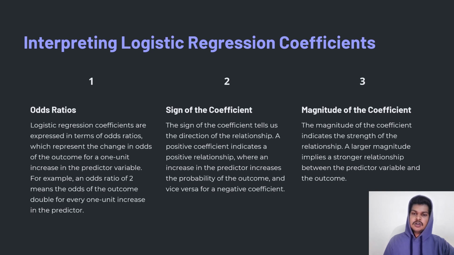Third, magnitude of the coefficient. The magnitude of the coefficient indicates the strength of the relationship. A larger magnitude implies a stronger relationship between the predictor variable and the outcome.